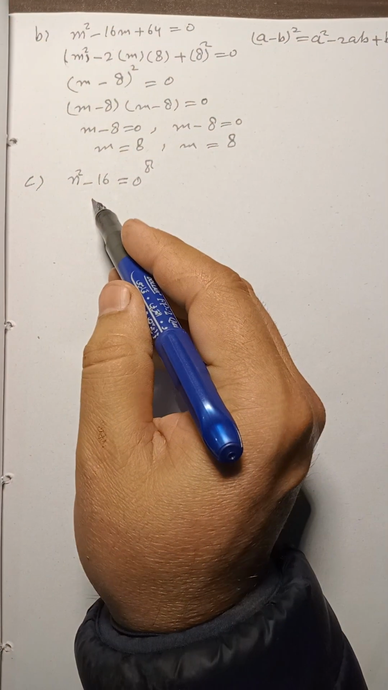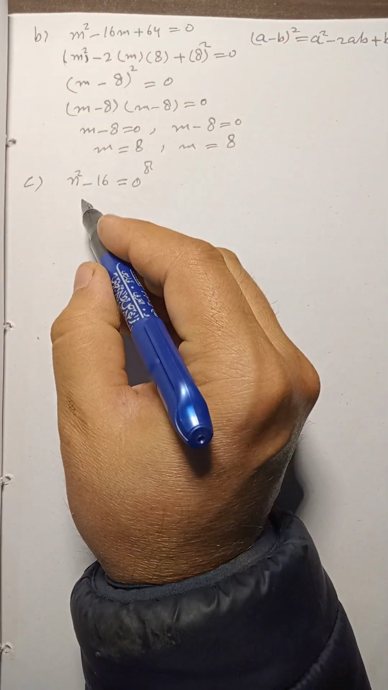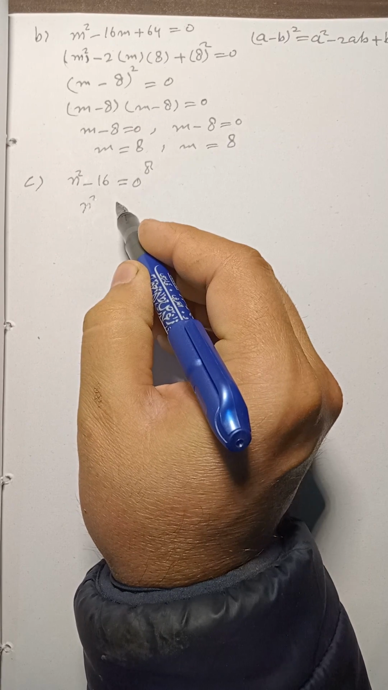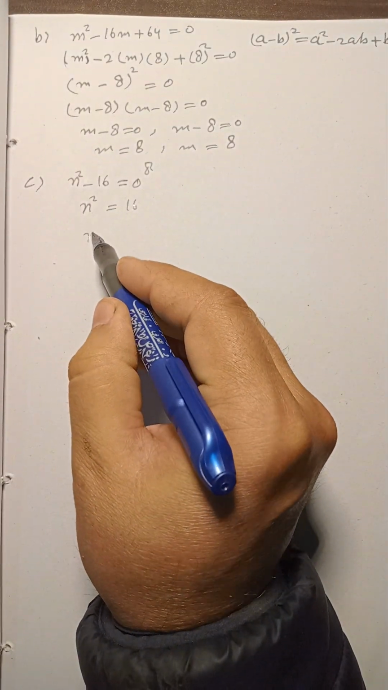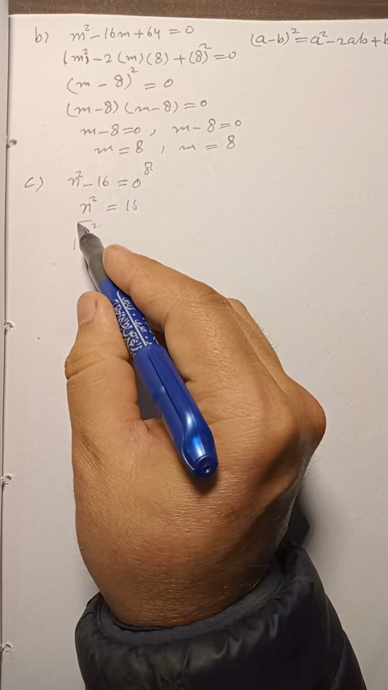See here, n square minus 16 is equal to 0. You can solve it like that. N square is equal to 16. Now to remove the square, take the square root on both sides.